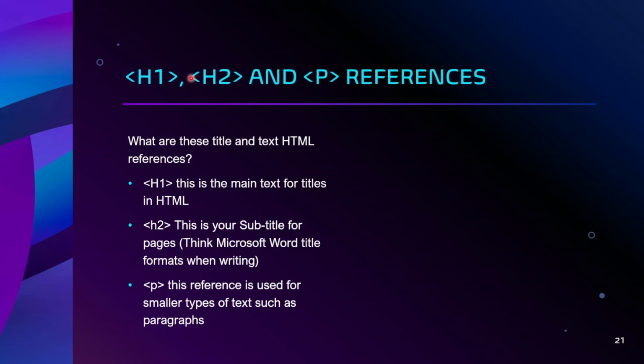So, H1, H2, and P references. What are these title and text HTML references? You see them everywhere pretty much, and this is your base building point for any HTML and CSS website. Your H1 is your main text for titles in HTML. H2 is sort of your subtitle. It is smaller, so think of the Microsoft Word title formats when writing. And then P is the reference used for smaller types of text, such as paragraphs. If you want to insert lots of text, then that is what you're going to choose.